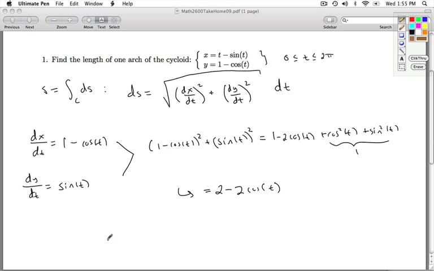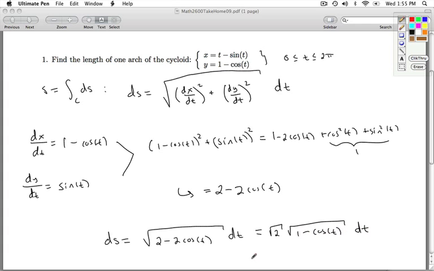So that gives us our arc length differential. ds is equal to the square root of 2 minus 2 cosine t dt, which we can factor a 2 out and get a square root 2 times the square root of 1 minus cosine t dt. So that's the arc length differential.